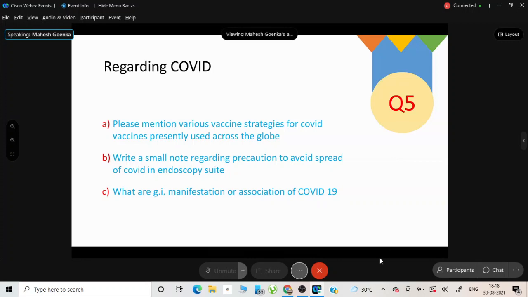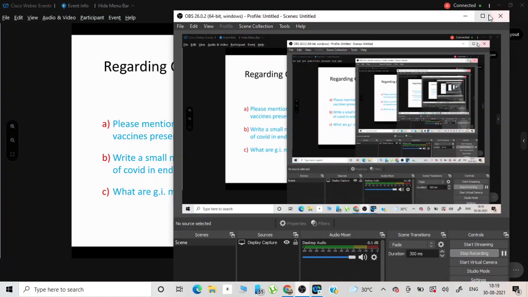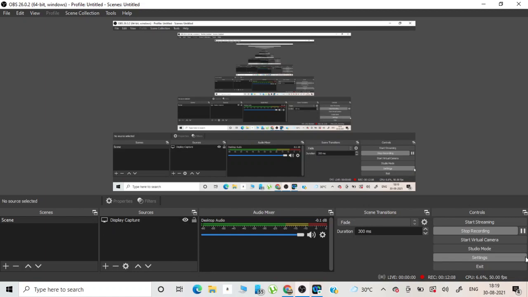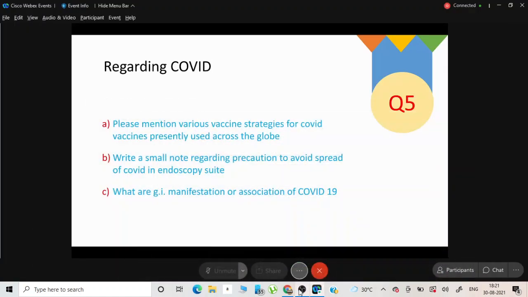Regarding COVID, please mention various vaccine strategies for COVID vaccines presently used across the globe. So you have to tell the various types of groups of vaccines which are available. Write a small note regarding precaution to avoid spread of COVID in endoscopy suite. What are the GI manifestations or association of COVID-19? Move to next question.